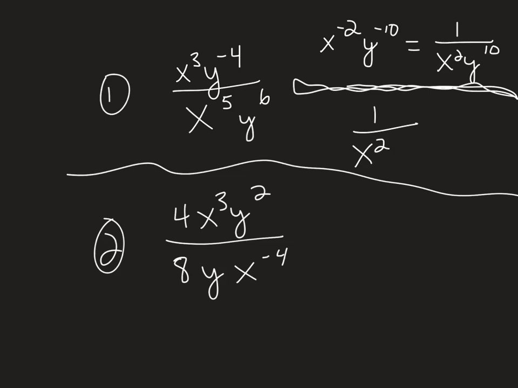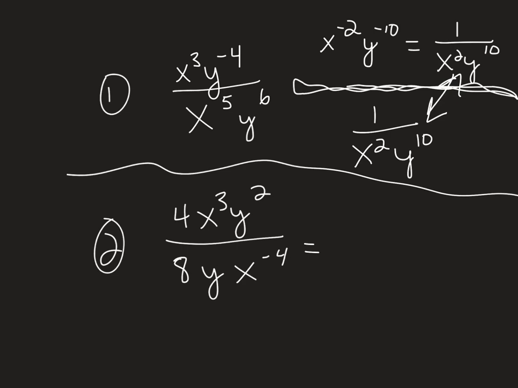And then for the y's, ask yourself where are there more y's. Well, in this case, also the bottom, and there are 10 extra y's on the bottom, so we would put a y to the 10th on the bottom. Notice how you get the same answer by doing it two different ways there. So you have two options.